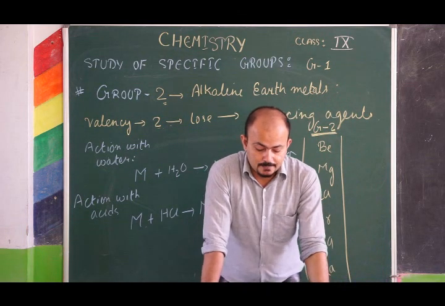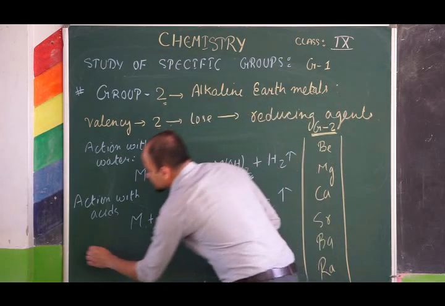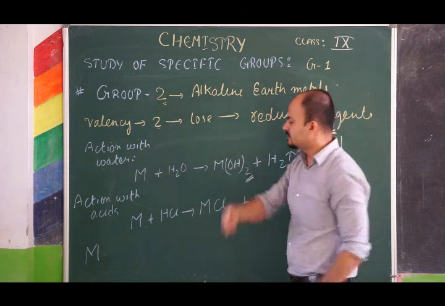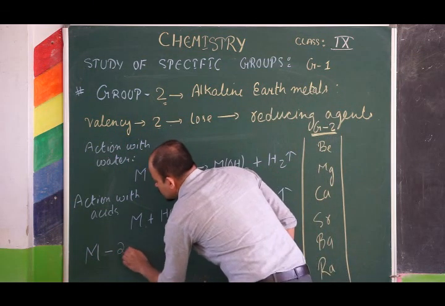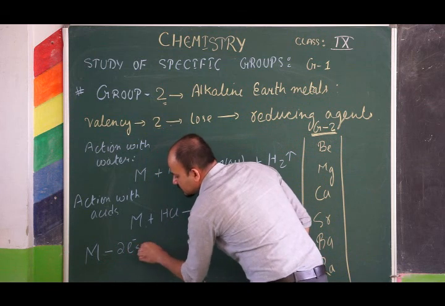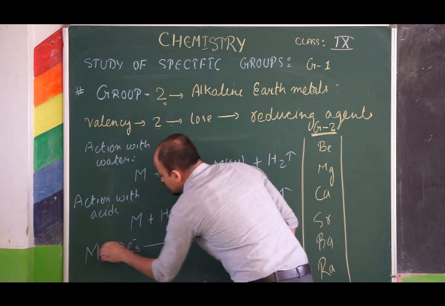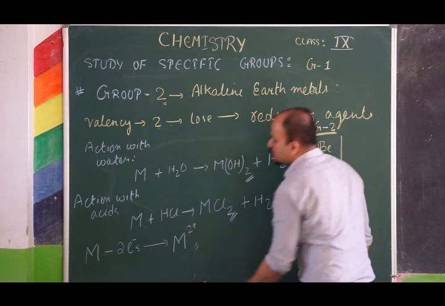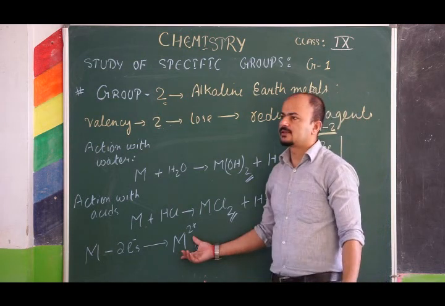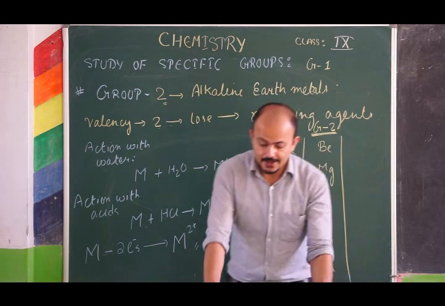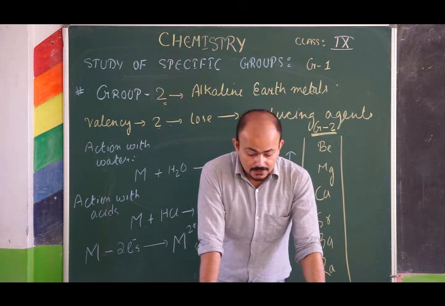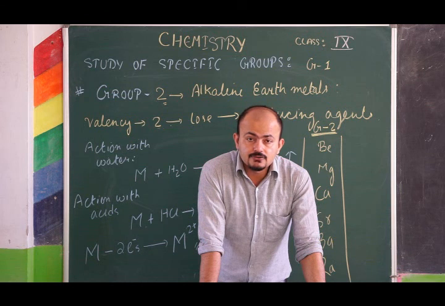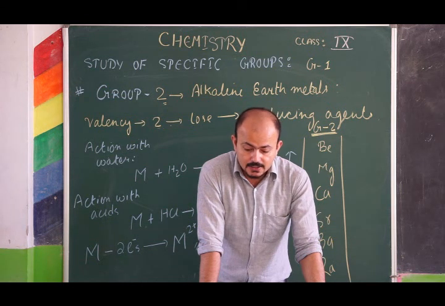Now, these metals, how many electrons do they have in the valence shell? 2 electrons. Therefore, they tend to lose 2 electrons. If it loses 2 electrons, that means 2 negative charges have gone. Therefore, you will get a 2 positive sign over the metal ion. Okay, and as I told you, they are very strong reducing agents.